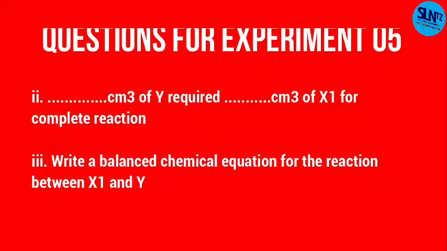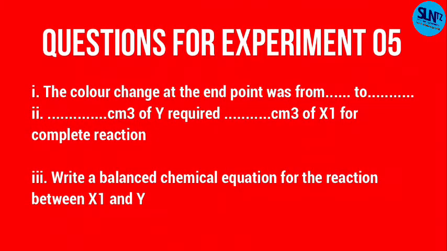Let's see the questions relating to our experiment. Question number 1: the color change at the end point was from dash to dash. You are supposed to know the color change from the start to the end of your titration. The second question: what volume of Y is required to neutralize the volume of X for complete reaction? Question number 3: write a balanced chemical equation for the reaction between X1 and Y, that is, the acid and the base.